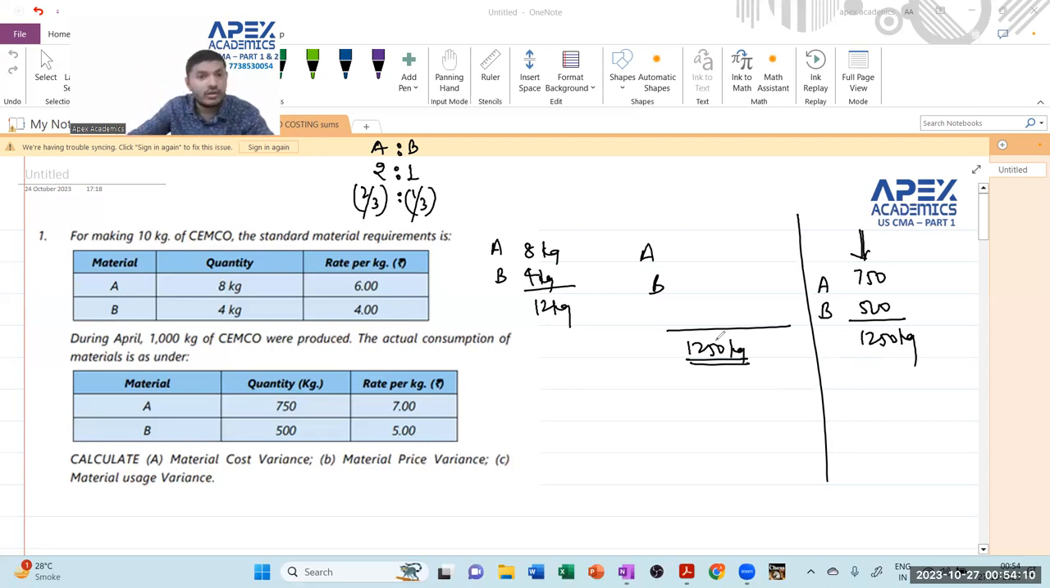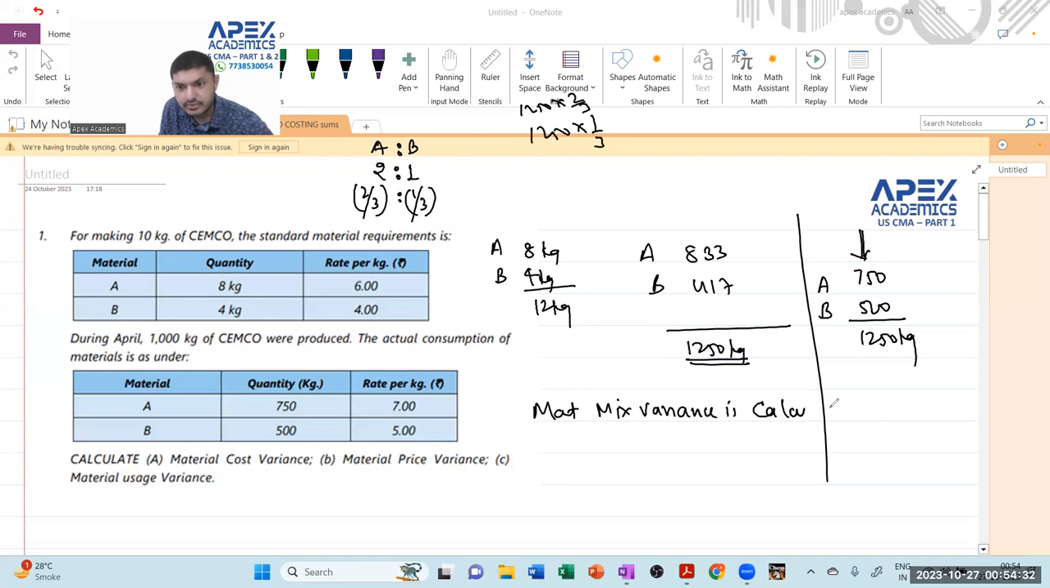So 1250 divided by 3, it is how much? 417. Why do I say divided by 3? Because it is 1250 into 1 by 3 and 1250 into 2 by 3. So this will be 833 and this is 417. So material mix variance is calculated on a base of the actual input.